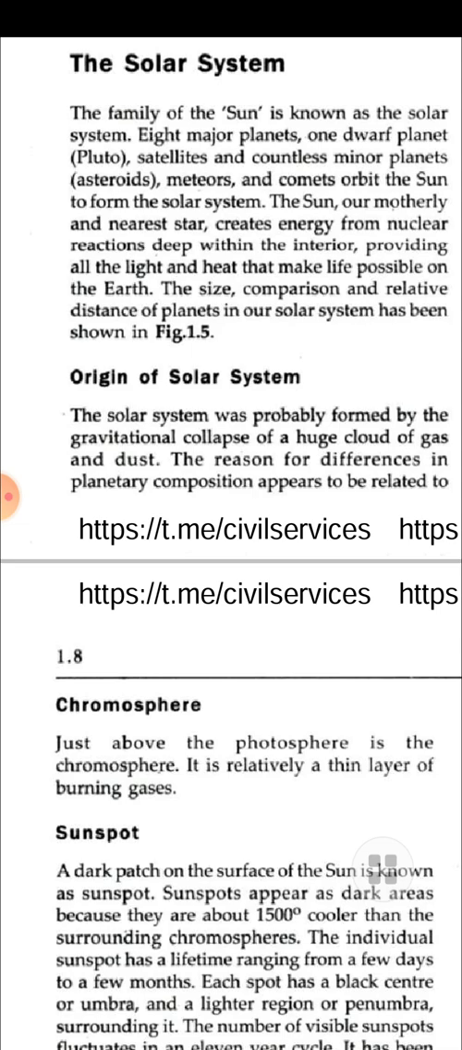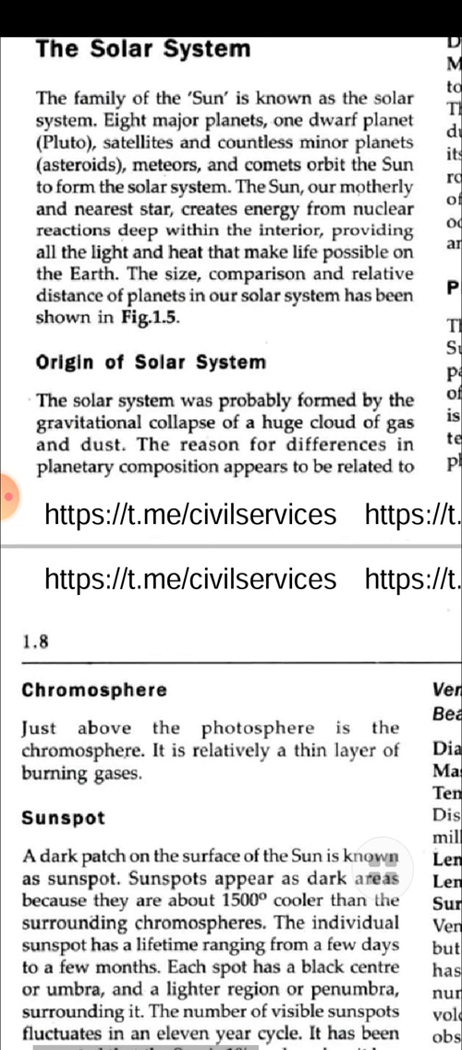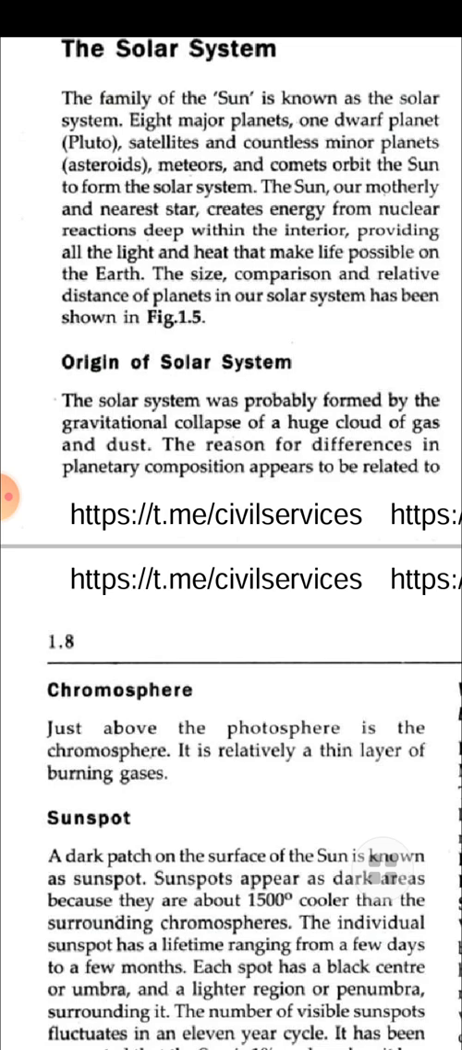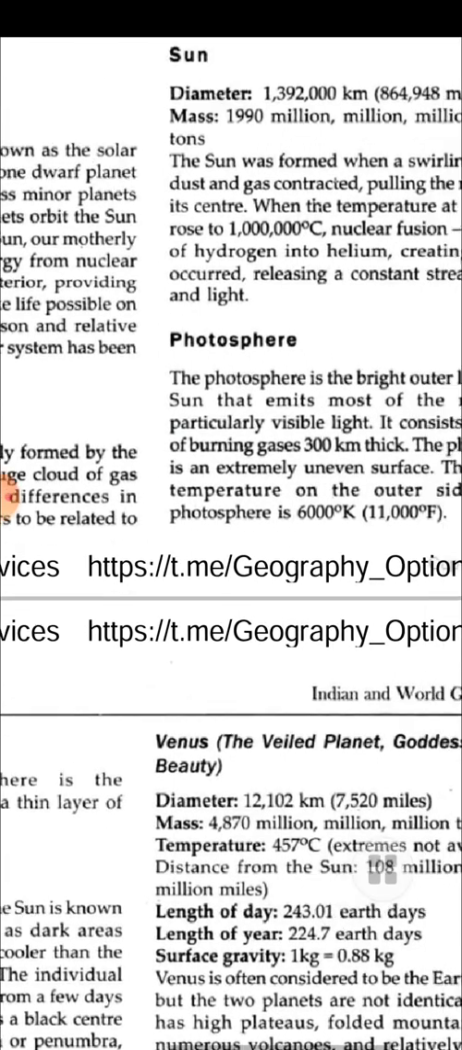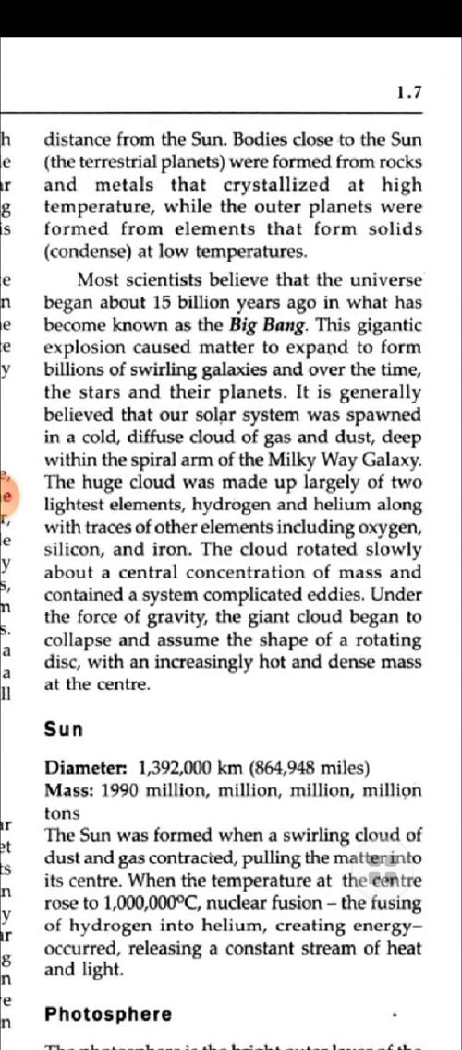Origin of the solar system. The solar system was probably formed by the gravitational collapse of a huge cloud of gas and dust. The reason for the difference in planetary composition appears to be related to distance from the Sun. Bodies close to the Sun, the terrestrial planets, were formed from rock and metals that crystallize at high temperature, while the outer planets were formed from elements that form solids that condense at low temperature.